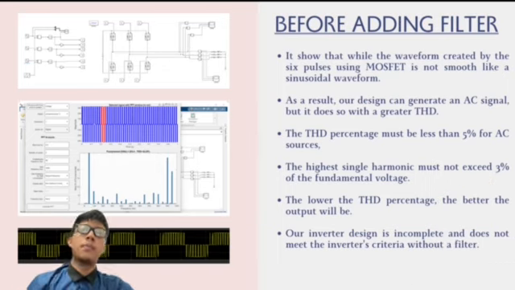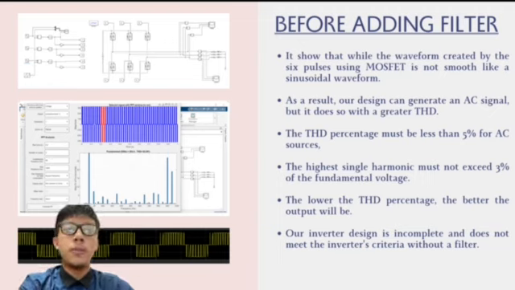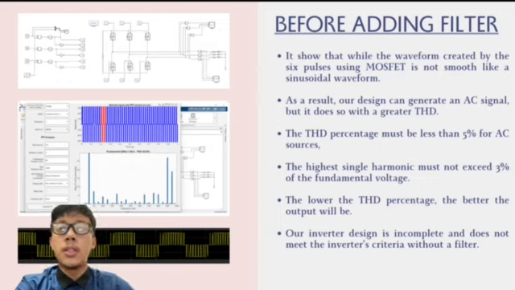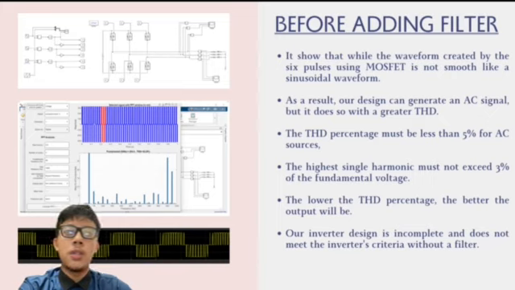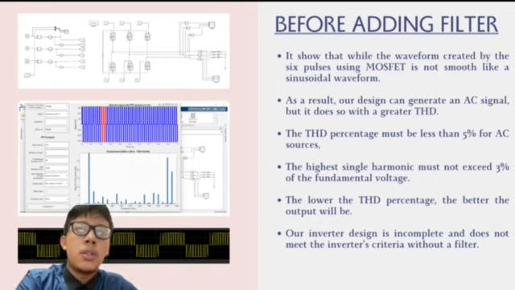Okay, for the next part, before adding the filter to the inverter circuit. As you can see here, this is the inverter circuit without the filter. It shows that the waveform created by the 6 pulse using MOSFET is not smooth like a sinusoidal waveform. As a result, our design can generate an AC signal, but with a greater THD. As you can see on the right, our THD is 62.29%.